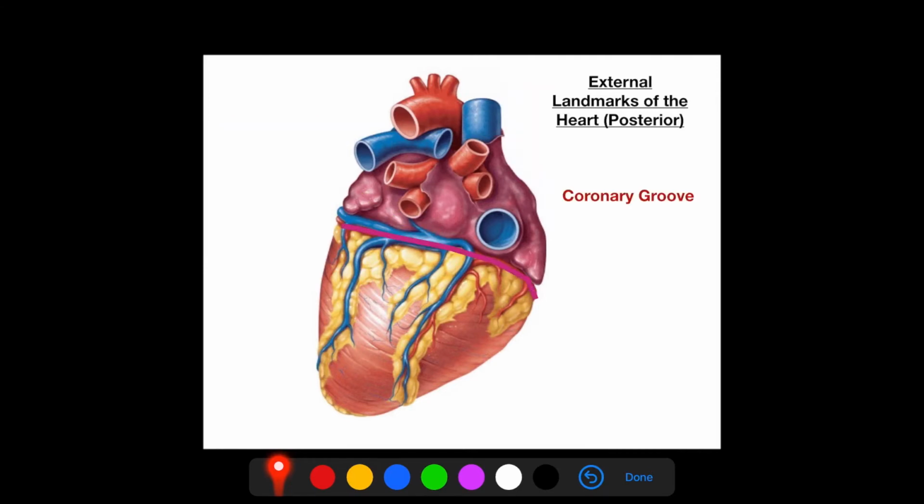Now again, this is just another line showing the coronary groove, and it's the groove that separates the left and right atrium from the left and right ventricles of the heart.